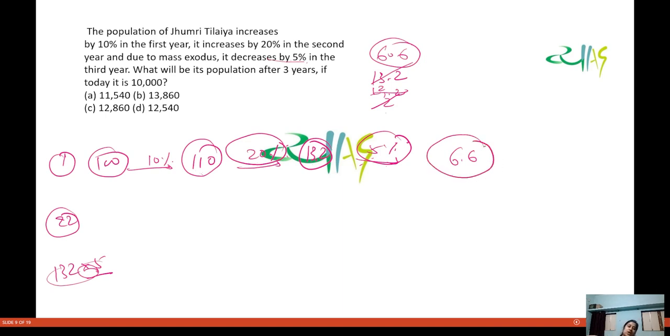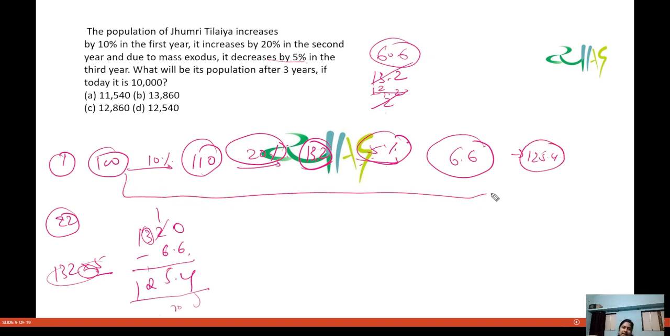Okay, 6.6. So that means the population कितनी हो गई? 132 minus 6.6 is 125.4. Okay, 125.4, we got our population. So overall, there is an increase of how much in the population? 25.4%.